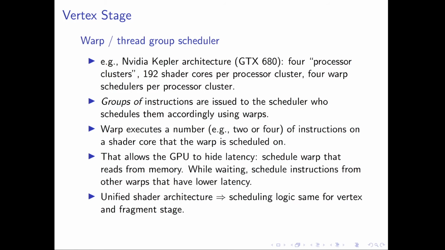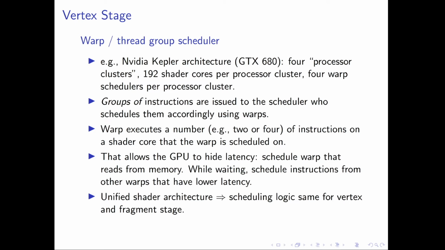NVIDIA's Kepler architecture, for instance, has 4 of those processor clusters, and each of those processor clusters has 192 shader cores, and then there are 4 warp schedulers per cluster. From that, you can imagine how many threads can be scheduled at the same time when the occupancy is high enough. The whole principle here is based on latency hiding. The warp only ever executes a handful, 2 or 4 or on that order, of instructions on the shader core. And whenever there is a read from memory, for instance, the scheduler will at the same time schedule arithmetic instructions to hide the latency.